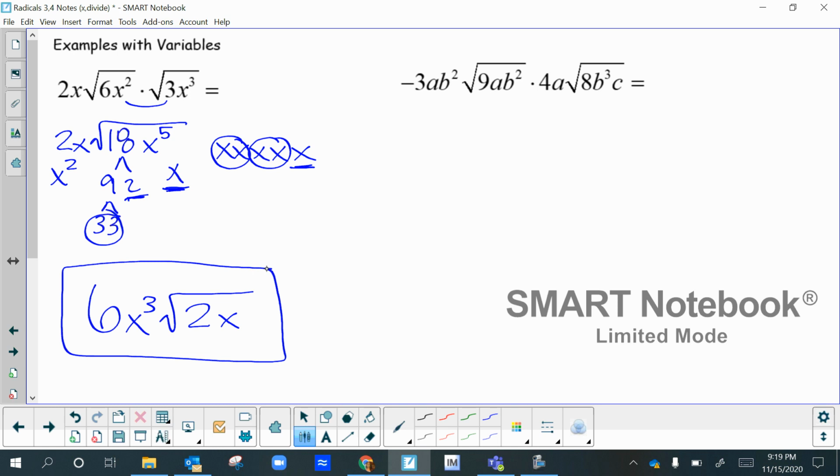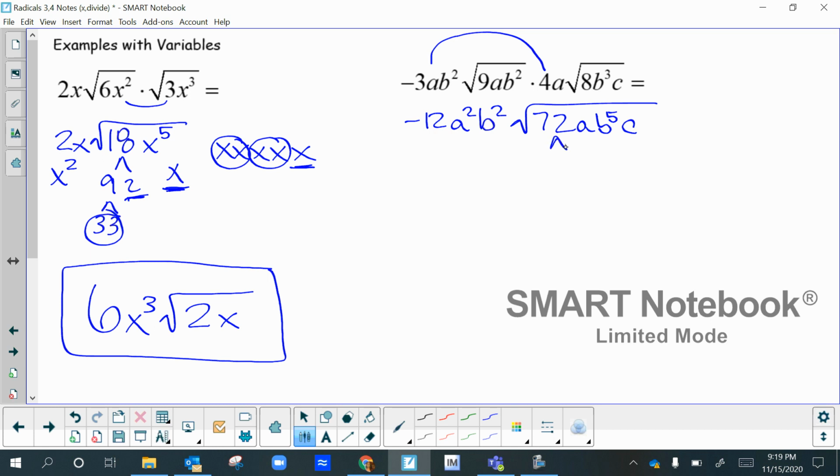This one has a lot of letters. So remember, I can only multiply coefficients with coefficients, so that's going to become a negative 12. A times A is A squared, and then I have a B squared out in front. So what is my radical going to be? I have a 9 and an 8, so that's going to be 72. I have an A. I have a B squared and a B to the third, so that's B to the fifth. And then I have a C. All right, so I multiplied it. Multiplying is the easy part, and now it's just a matter of simplifying.